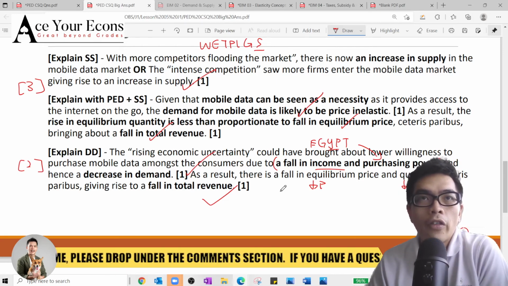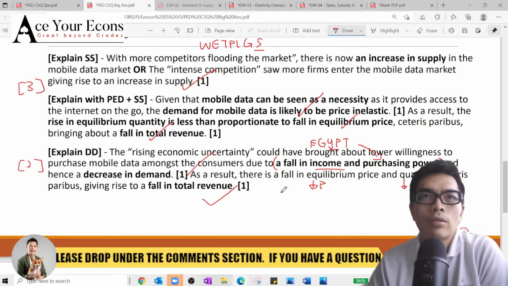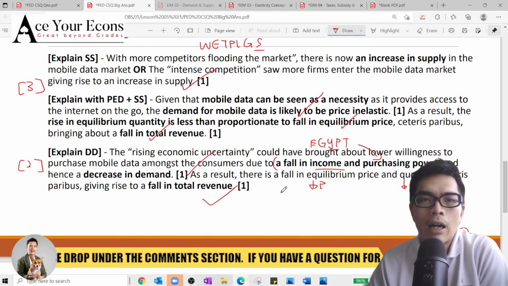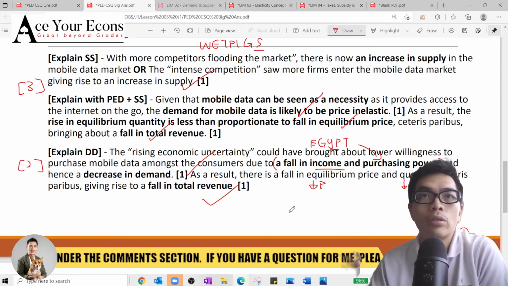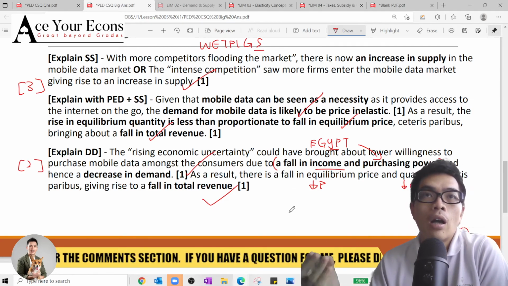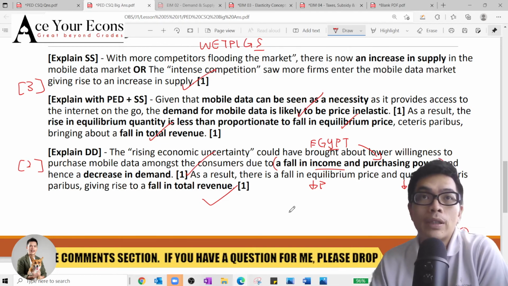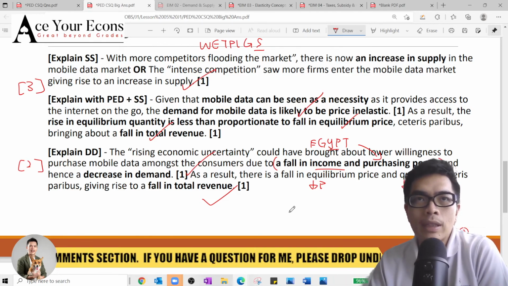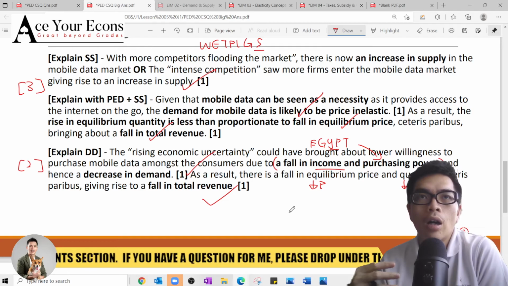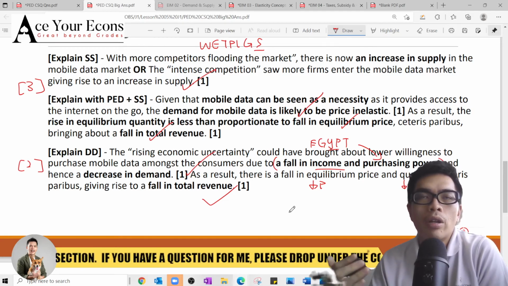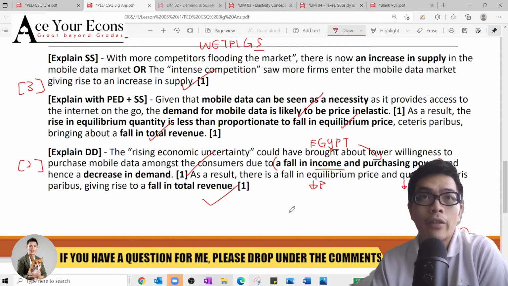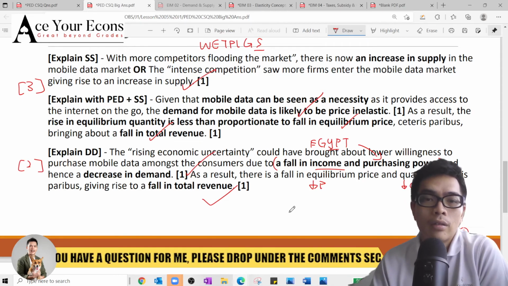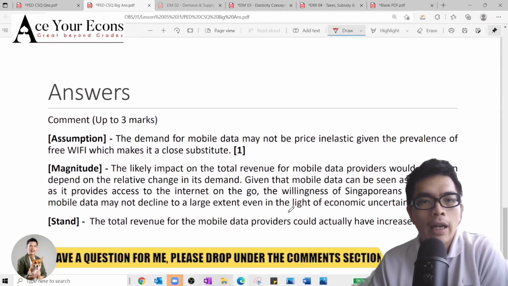Alright, for the stronger students who are conceptually more sound, let's look at the antithesis. The antithesis requires you to state an opposite stand. Comment means opposite. So, under what circumstance or under what conditions will your total revenue remain the same or even rise? Initially we predicted a fall, right? So, here are 3 points that I have for you.